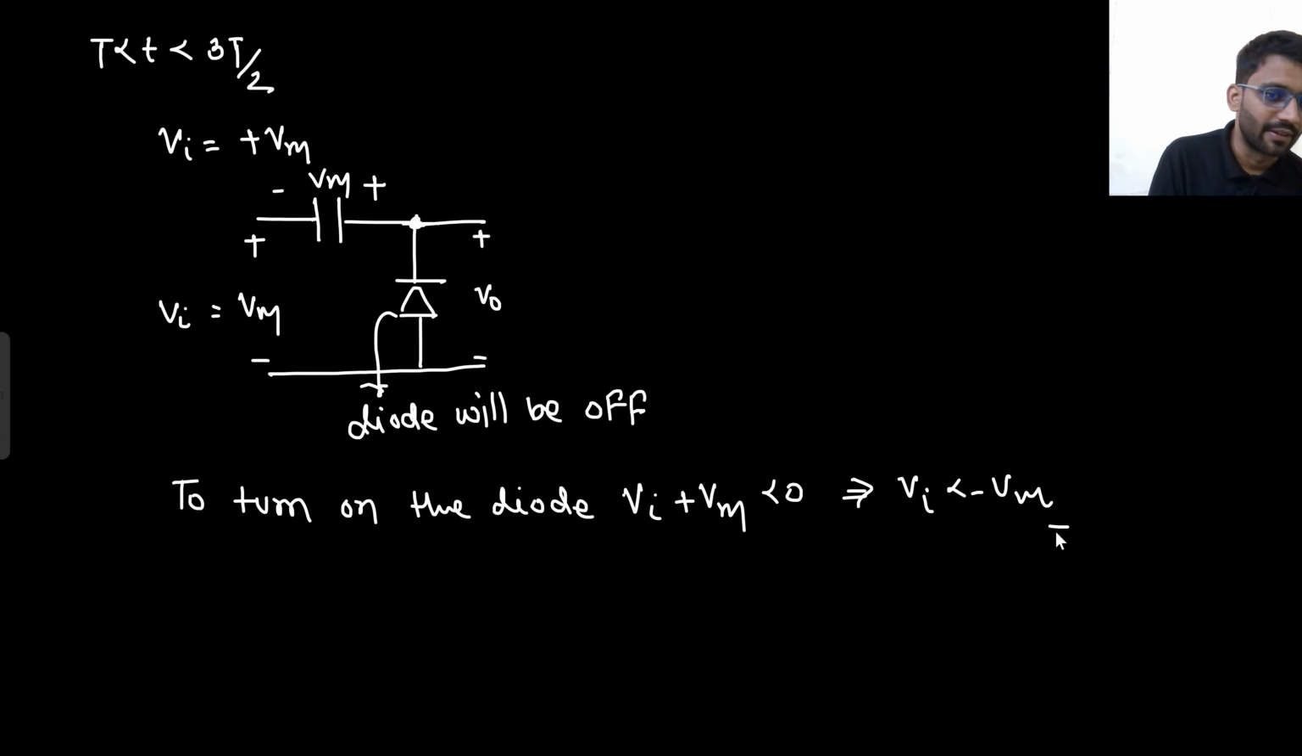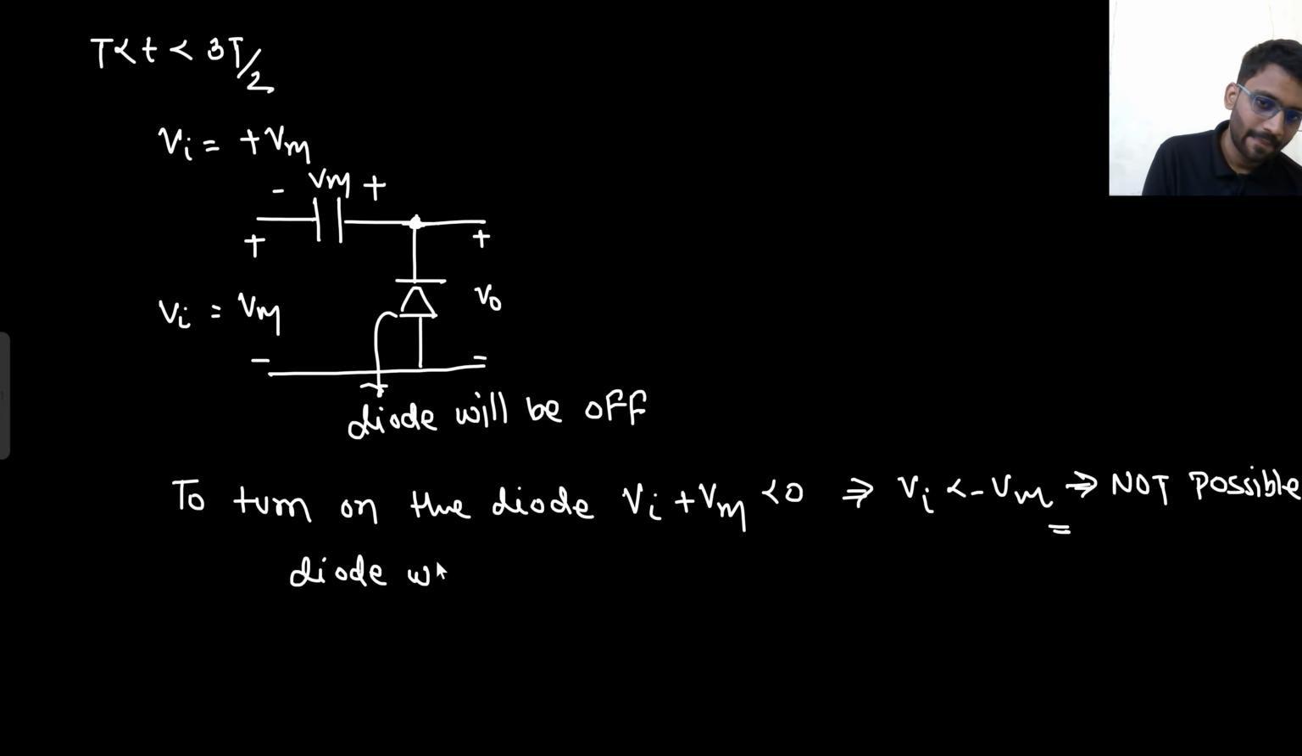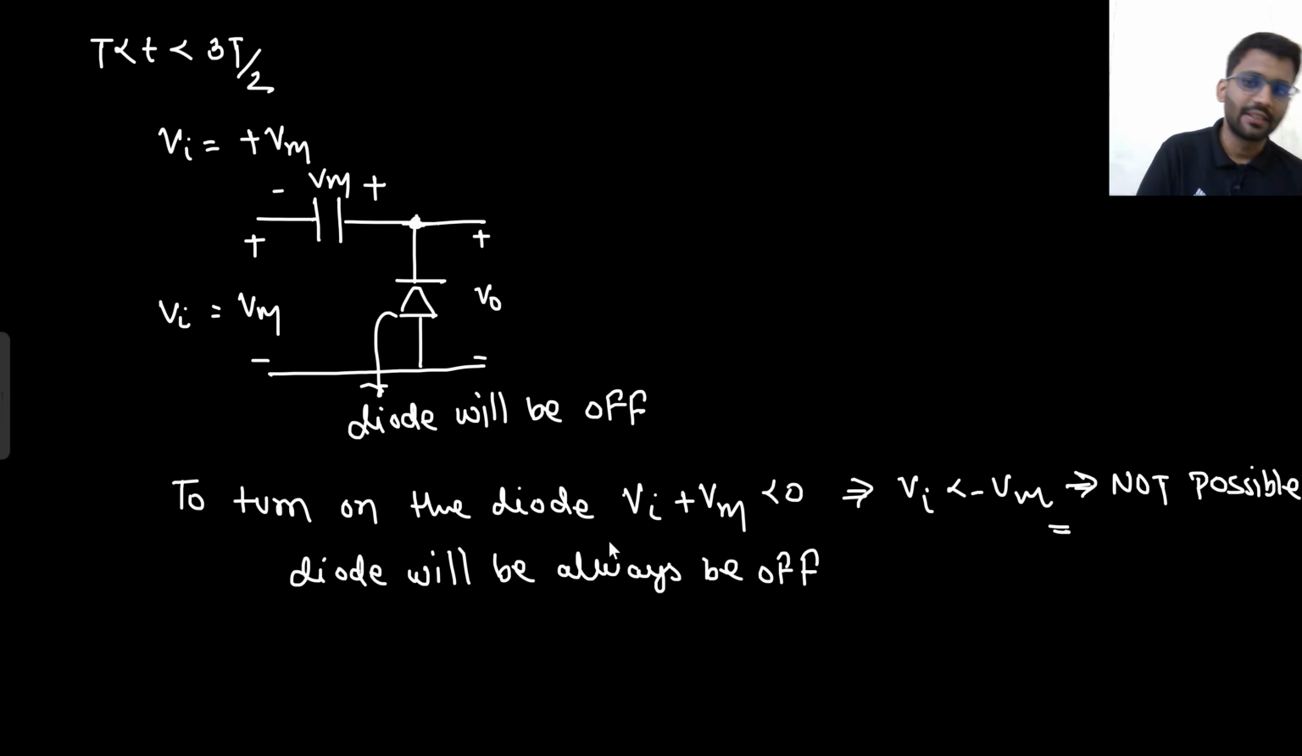But that is not going to happen. For that you need V in value to be less than minus Vm, which is not possible because V in is never going below minus Vm. So this is not possible, and if this is not possible, that means the diode will always be off. So particularly this is our steady state only.